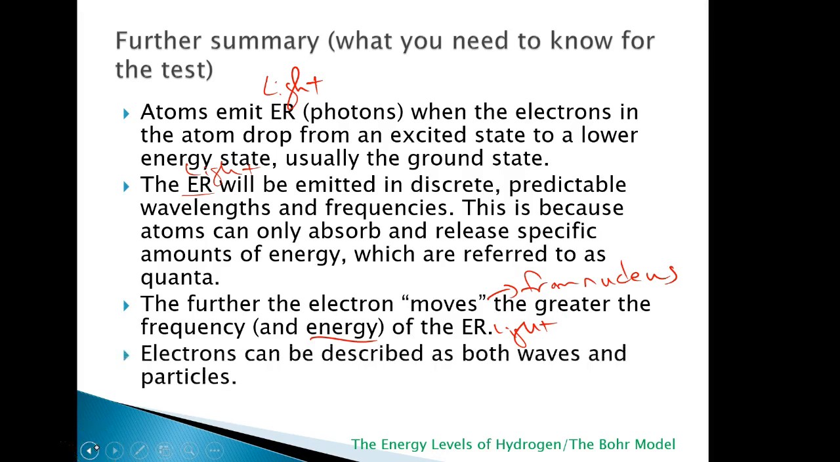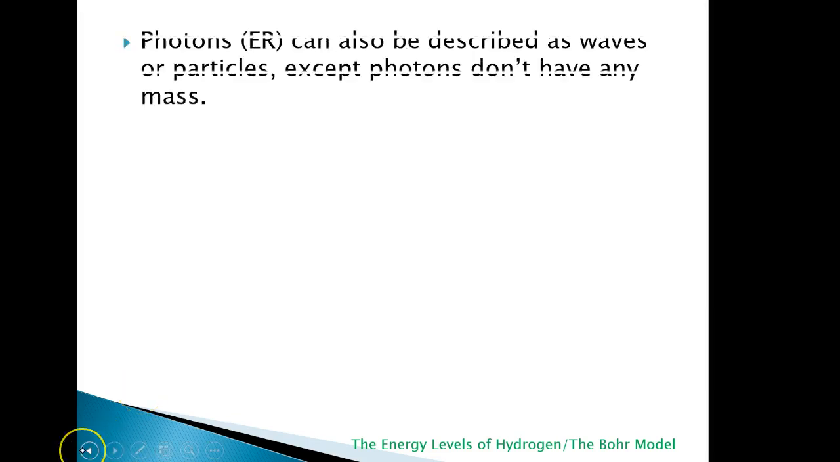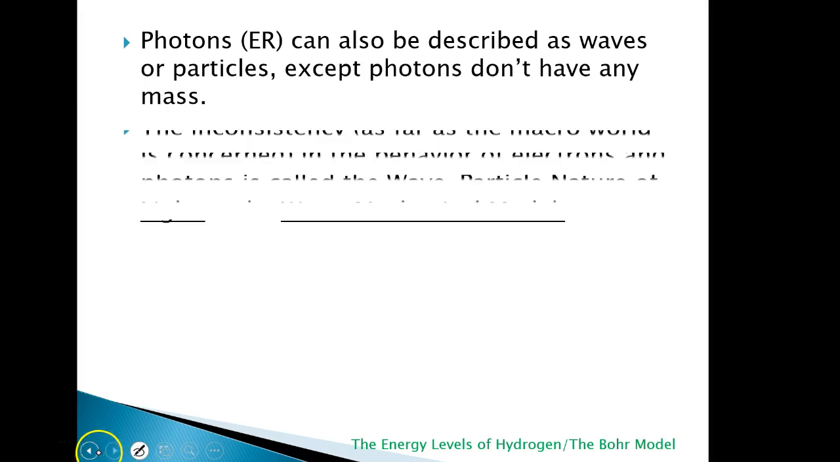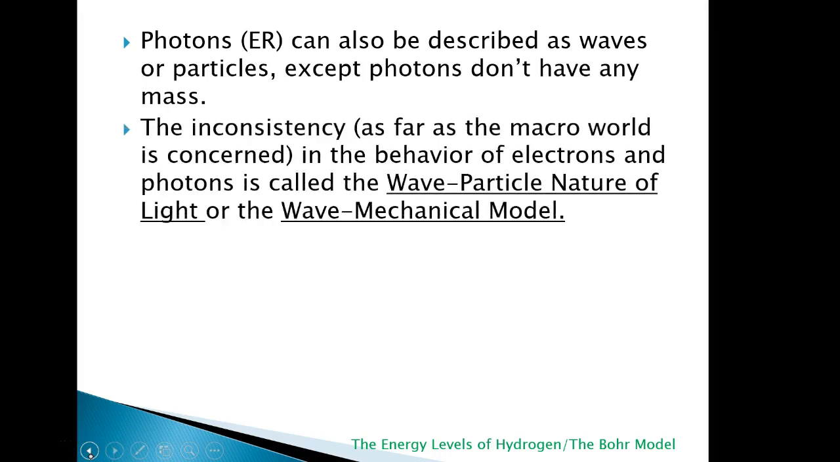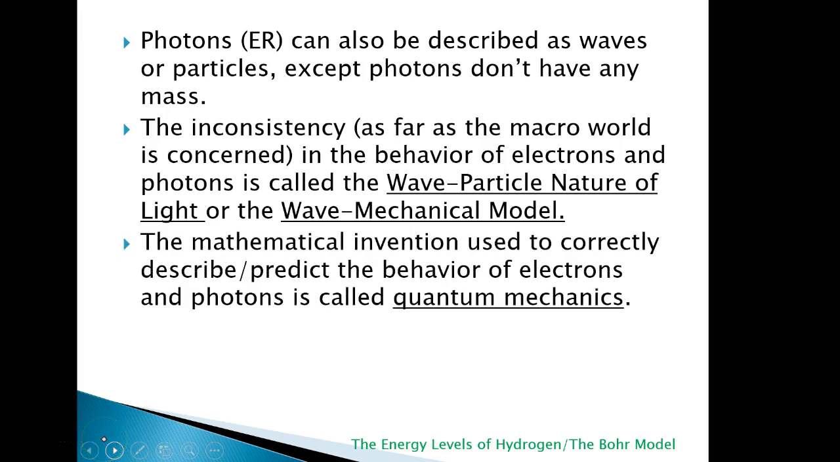And as this progresses, electrons can be both waves and particles. It's kind of a weird concept. Okay, photons can also be described as waves or particles, except they actually do have mass, but it's really, really, really, really small. So that's referred to as the wave mechanical model or the dual nature of matter. The big topic is referred to as quantum mechanics.